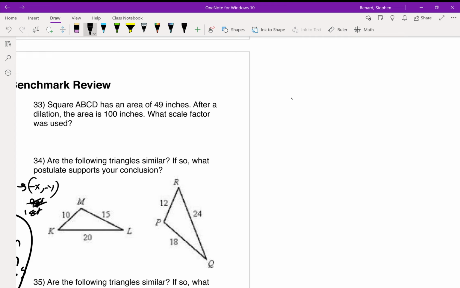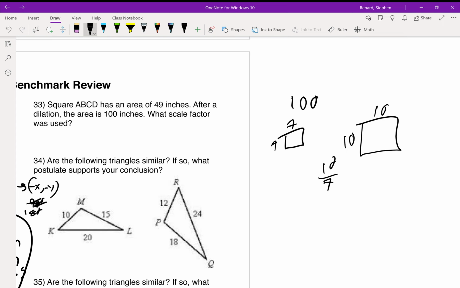Because of area being squared, the difference is then squared. So if we have a square with an area of 49, that goes from 7 to 7. A square with a dilation here is going to be 10 by 10. So the relationship here is 10 to 7. That's the scale factor.